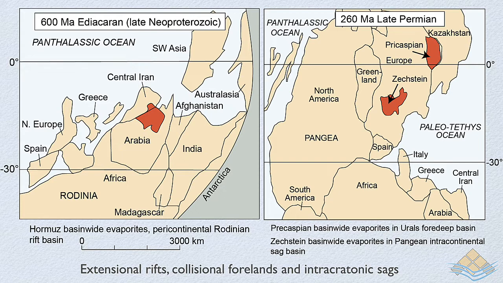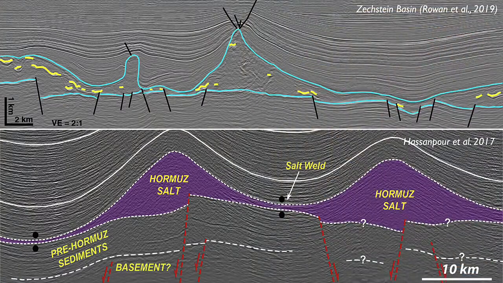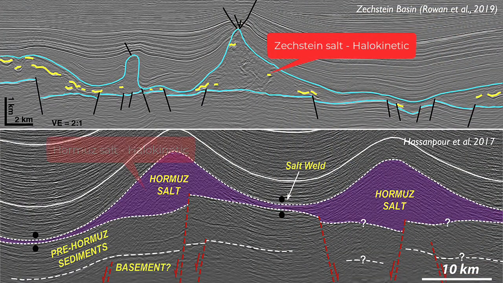Then we have the Zechstein. Examples would include the pre-Caspian basin-wide evaporites in the Urals foredeep, or the Zechstein basin-wide evaporites in the Pangaean, in this case in what is probably an intercontinental sag basin. But once again, it sets up a similar scenario whereby we have a widespread evaporite succession acting as a seal to the underlying mesohaline source rocks.